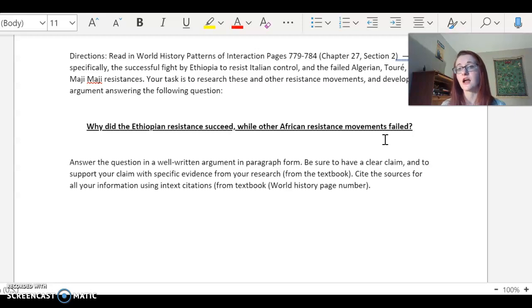Try to make sure it's reliable. Look for .org, .edu. Try to make sure that it's from a reliable source. And certainly if you have questions, you can always reach out to me and I can help you with that.